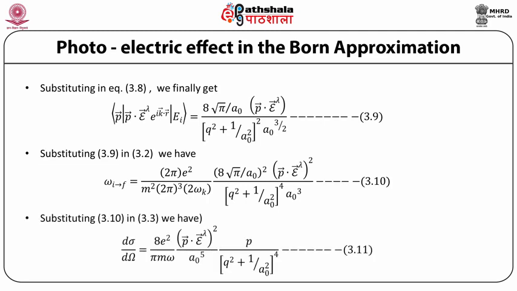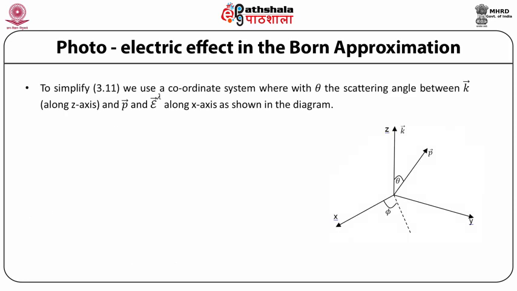Substituting 3.10 in 3.3, we have dσ/dΩ = (8e²/πmω) |p⃗·ε⃗|² / a₀⁵ (p²/... q² + 1/a₀²)⁴. To simplify 3.11, we use the coordinate system, with θ the scattering angle between the k vector along the z-axis and the p vector, and the ε_λ vector along the x-axis, as shown in the diagram.